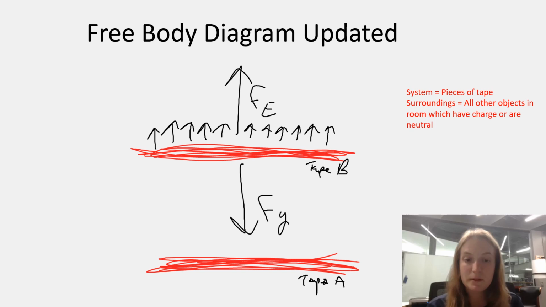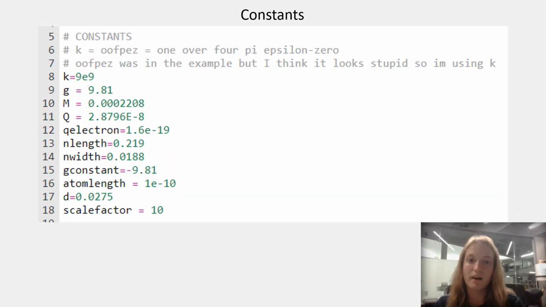And then for an unsimplified version of the free body diagram, here we have tape B, which is going to be on top, and I'm showing that the electric force, because of each segment that's separate, we're going to use superposition of all of the tiny little arrows pointing up to add up to equal the net electric force pointed up. And then here I just have that the system is the pieces of tape A and B, and the surroundings are all other objects in the room which have a charge or are neutral and can affect the system. Alrighty, so I'm going to go through the coding.